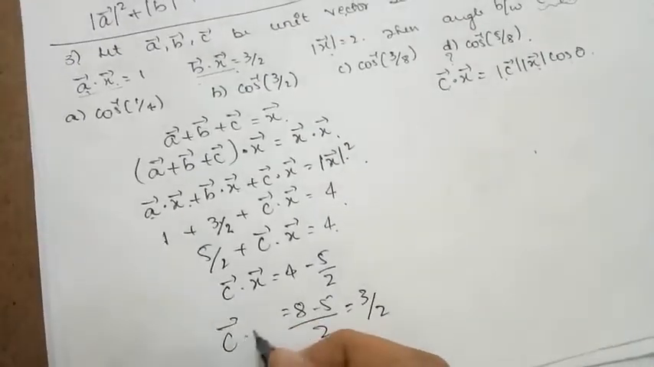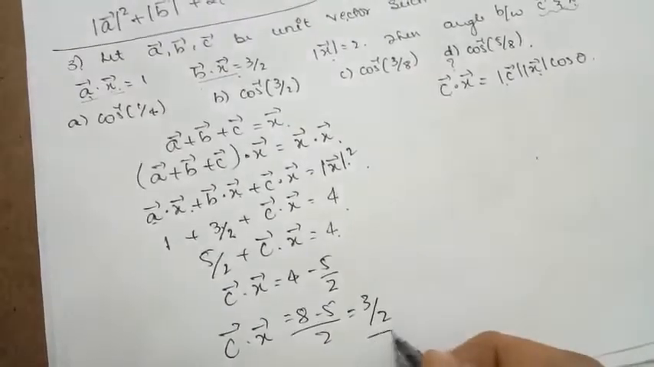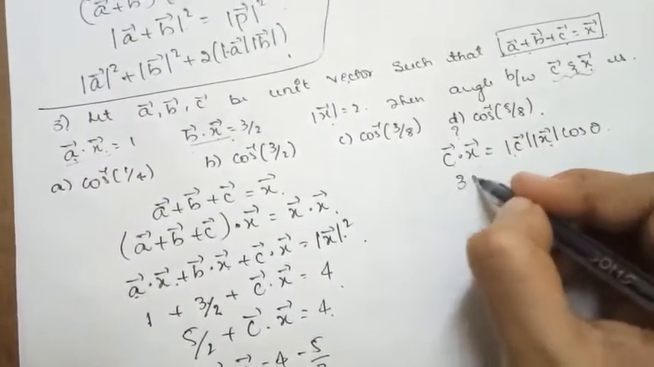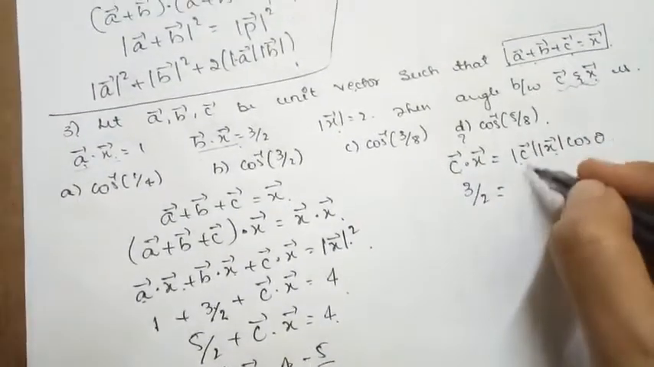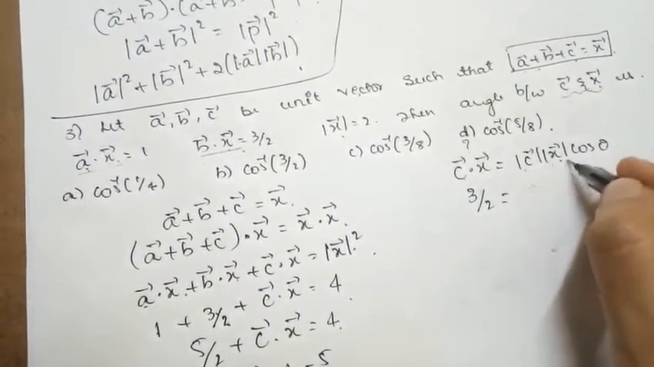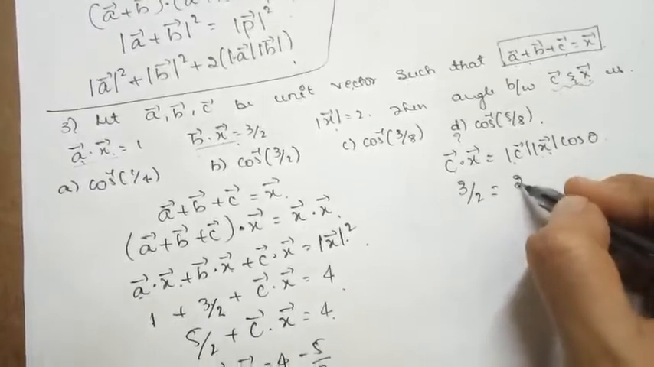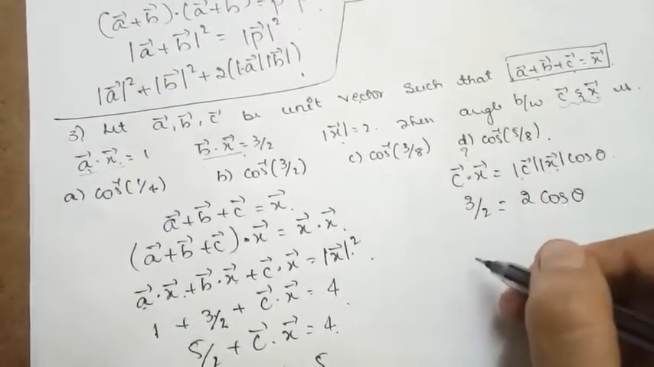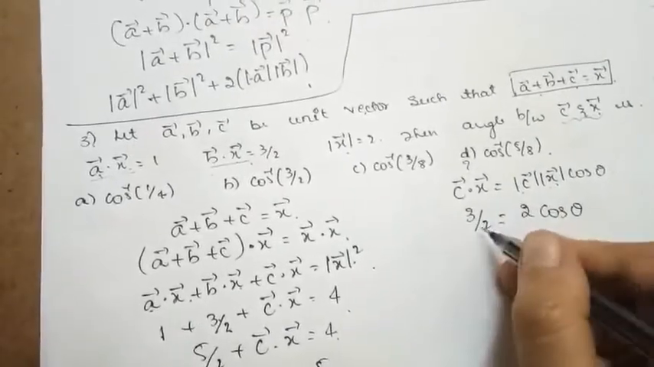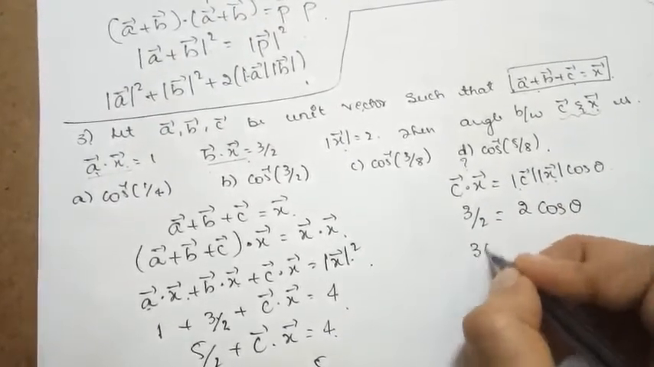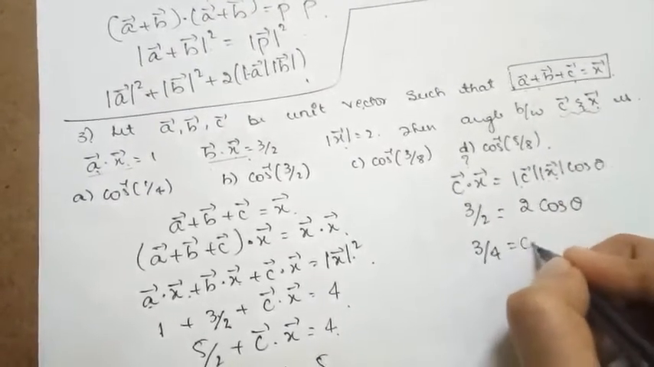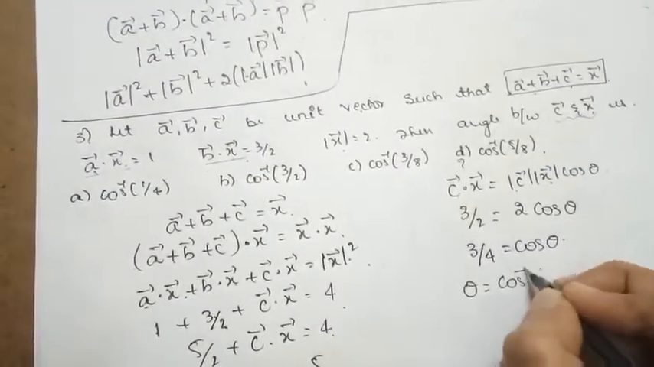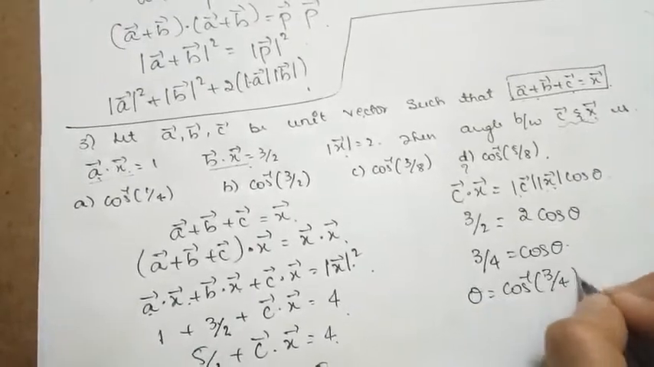So we now got vector c dot vector x is equal to 3 by 2. Use that one here. That is vector c dot vector x is equal to 3 by 2, and this value is 1. Magnitude of vector x, it is 2 cos theta. If I bring 2 to the LHS, what happens? 2 to the LHS means it is nothing but 3 by 4 is equal to cos theta. So theta is nothing but cos inverse 3 by 4.